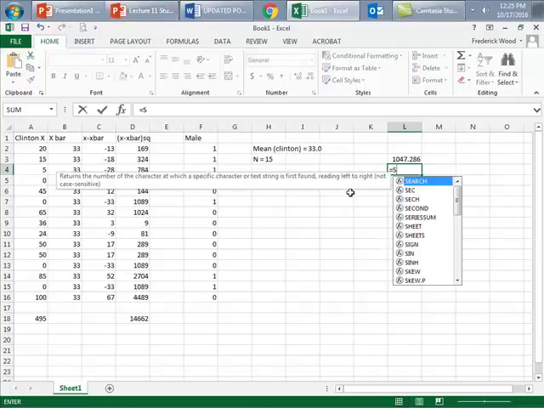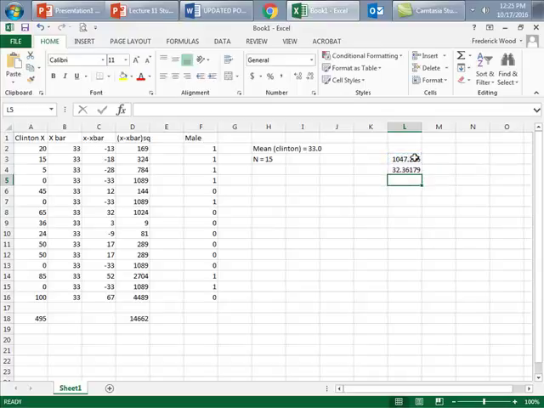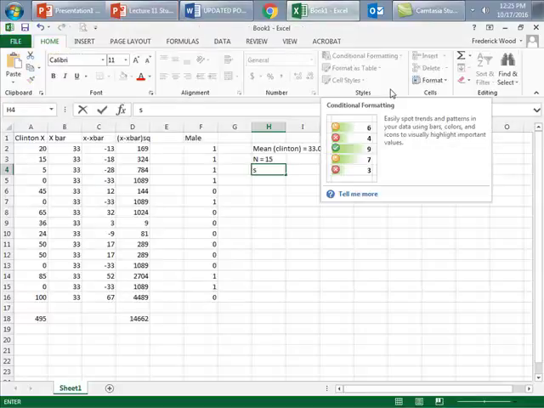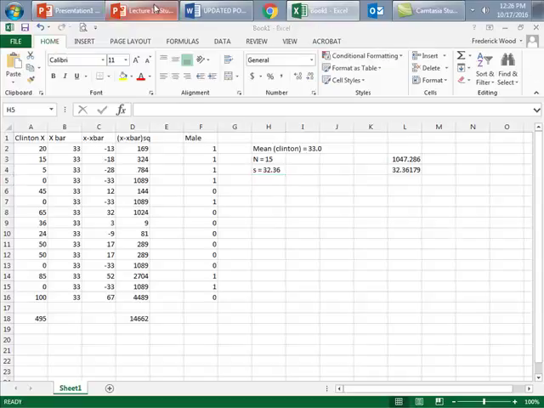Let's hope there's a square root function. Here we go. Give me the square root of that thing. Okay, so I now have my S. S equals 32.36. Okay, now what am I going to do?